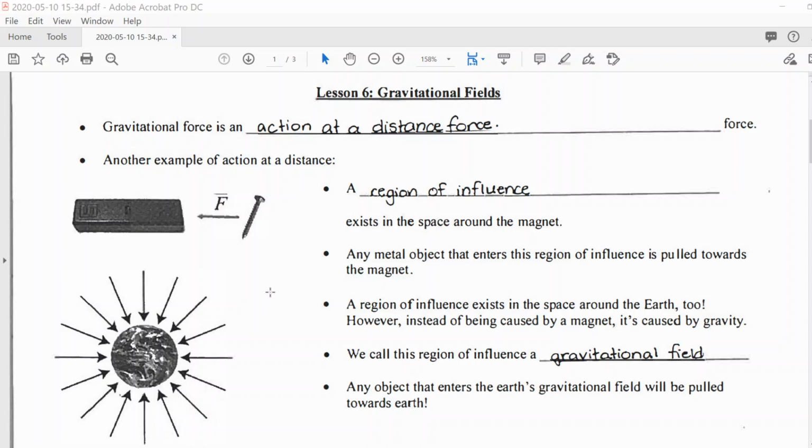If an object enters the Earth's gravitational field, that object will be pulled towards Earth. So if you put a pen in Earth's gravitational field, the pen will feel a force pulling it towards Earth. And the idea is it's actually this field here that causes the force. Now it's important not to mix up fields and forces. The field does cause the force, but the field and the force are not the same thing. The force is the actual push or pull that the pen feels. The field is what we use to describe this area here that surrounds the Earth.